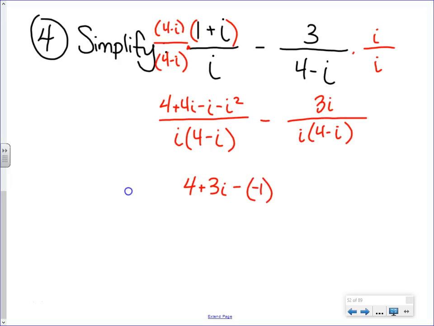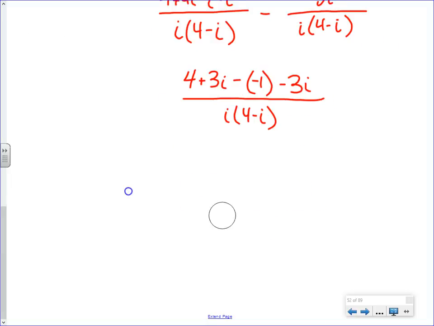Minus I squared is -1, minus 3I, right? 4I minus I is 3I. Minus I squared is -1. And then I have the minus 3I from over there. I times 4 minus I. Now what? 3I minus 3I. 4 minus a -1. Yay! Isn't he pretty? We're done.